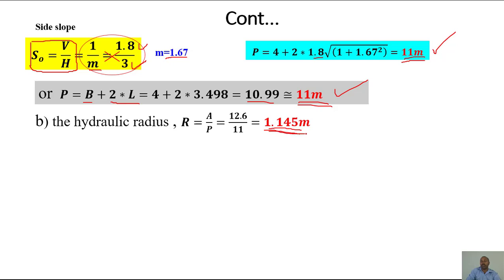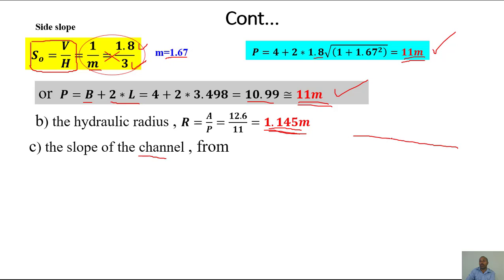So this is the hydraulic radius of the channel. And the slope of the channel, how do you get it? Which is the bed slope of the channel. Since you have a channel like this, then what will be this slope? You have to compute this slope, where the flow is going like this. So what will be the gradient or the bed slope of the channel?